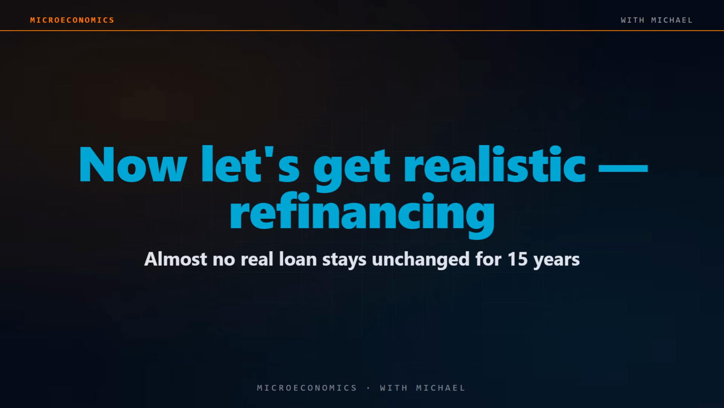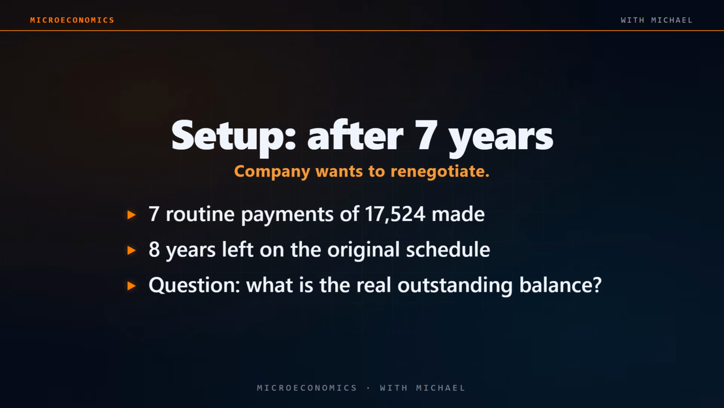Here is a crucial point that many students get wrong. The outstanding balance is not simply 150,000 minus all the principal portions paid so far. The proper, financially correct way to compute it is this. The outstanding balance is the present value of all the future payments that have not yet been made. In our case, that is the present value of the 8 remaining annual payments of 17,524, discounted at the original 8% rate.